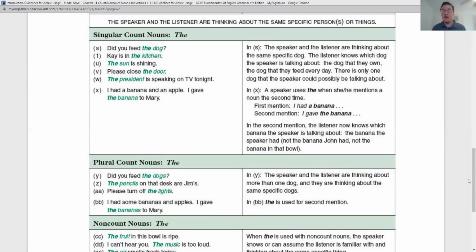The sun is shining. There's one sun. It's the only sun in the sky, so it's the sun, right? Please close the door, okay? Not any door, but usually the door in this room, right over there. Please close the door, that door, right? I'm talking about a specific door.